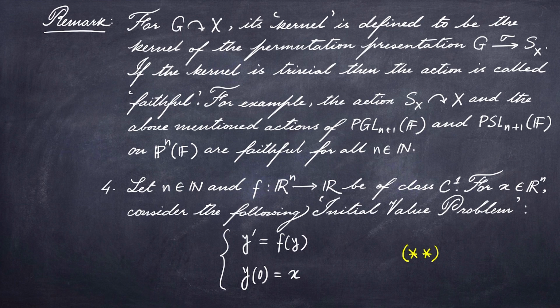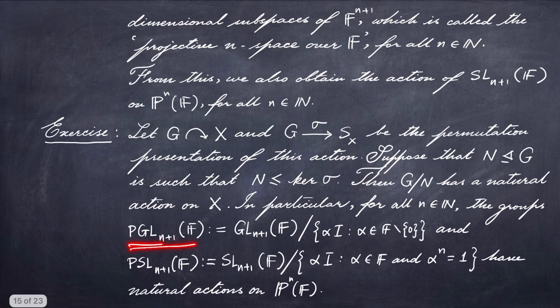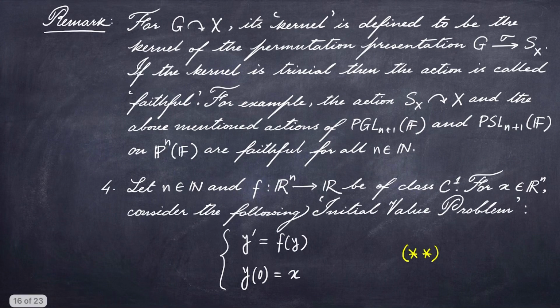Okay. So let me make a remark here. For any action of G on X, we define its kernel to be the kernel of the permutation representation sigma. If the kernel is trivial, we say that the action is faithful. For example, the action of Sx on X is going to be faithful, and similarly the above mentioned actions of the projective general linear group and projective special linear group are also faithful. I leave the routine verifications to you.